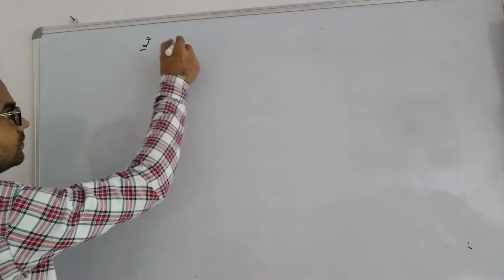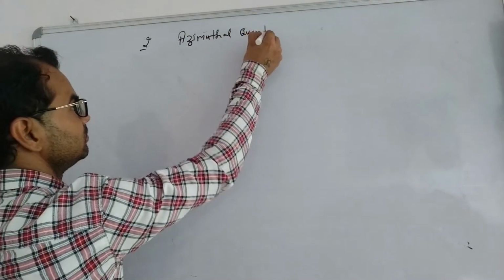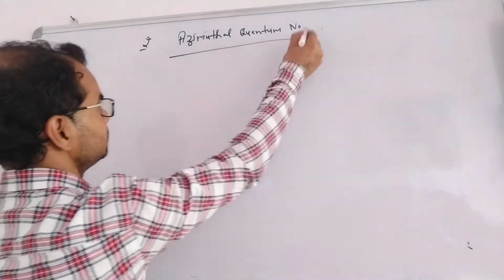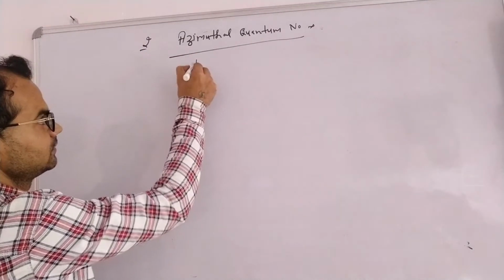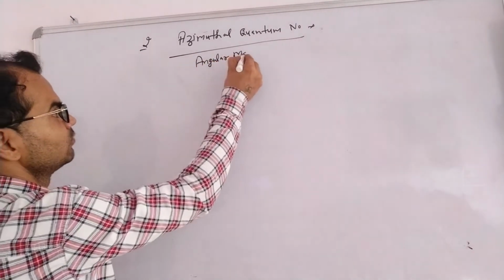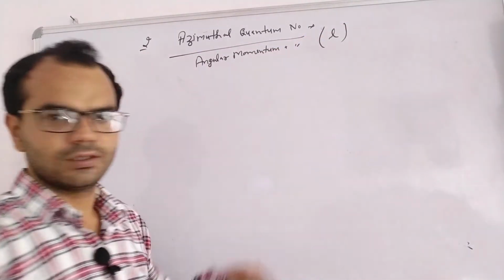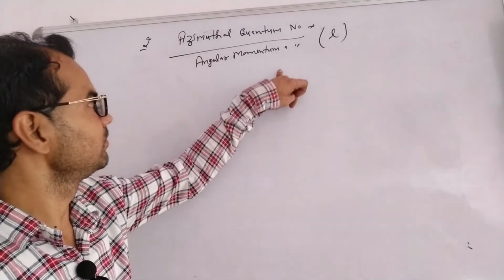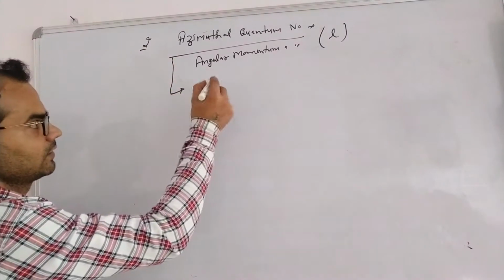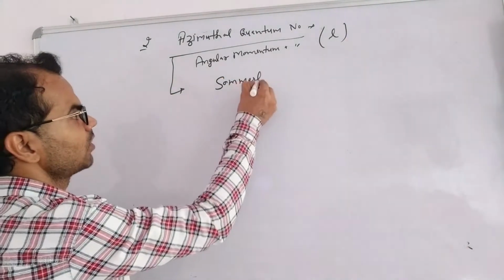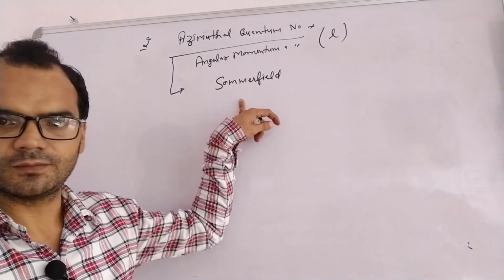Second is the azimuthal quantum number, also known as the angular momentum quantum number, denoted by small l. The angular quantum number or azimuthal quantum number, denoted by l, was given by Sommerfeld.